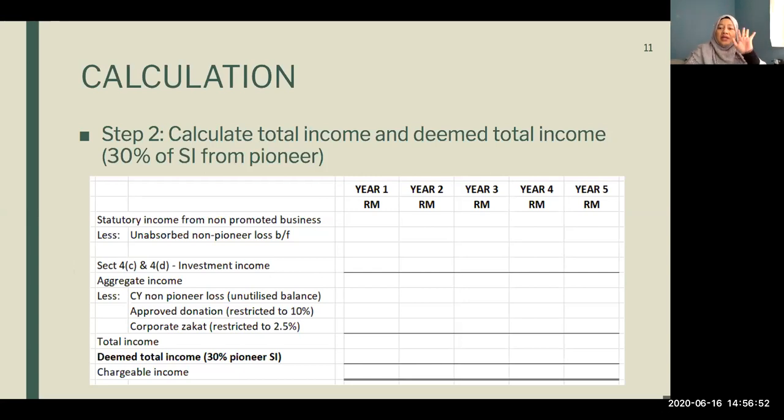Remember that just now for business, you have pioneer and non-pioneer. And if you have non-pioneer loss, number one, non-pioneer loss must be set off against 70% SI first. If you have the balance, then only you carry forward. Or sorry, if the non-pioneer loss has an unabsorbed amount, then only you utilize it against your aggregate income here.